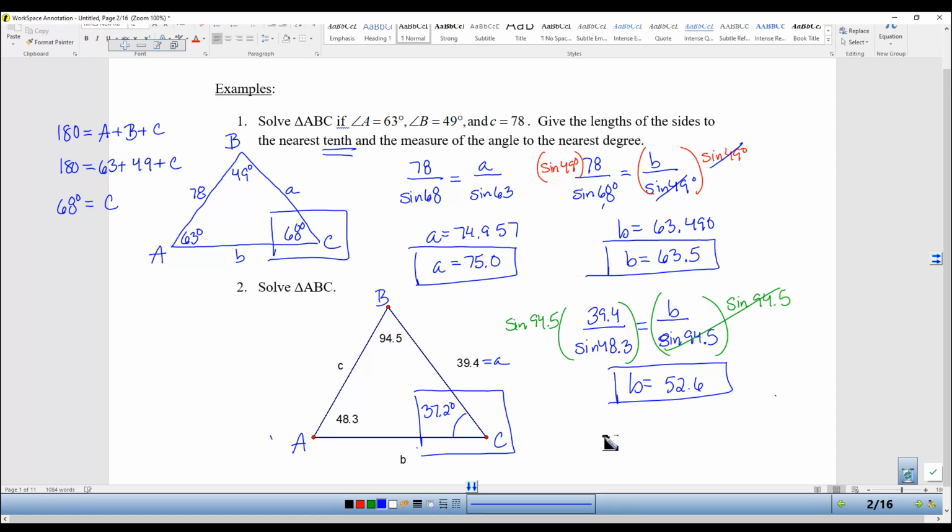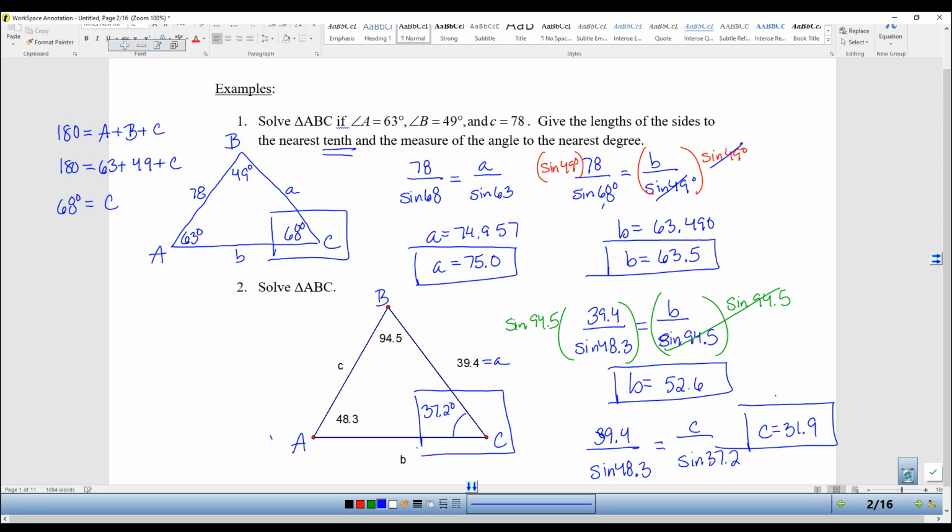I would use A again. 39.4 over sine of 48.3 is equal to C over sine of 37.2. Again, multiply both sides by the sine of 37.2 to get the C by itself, and you should get C is equal to 31.9.